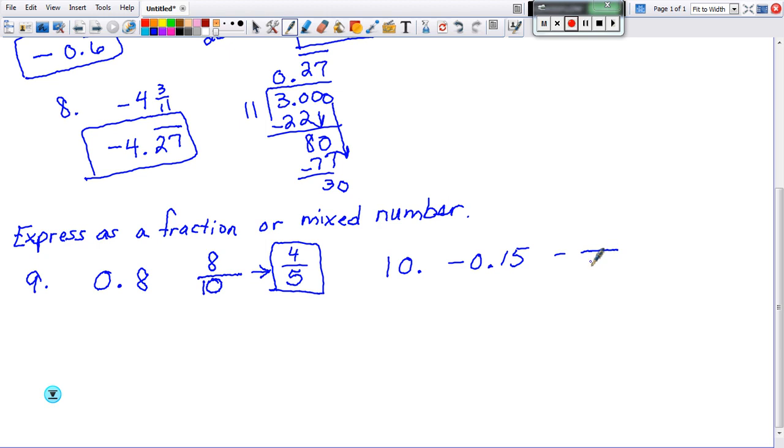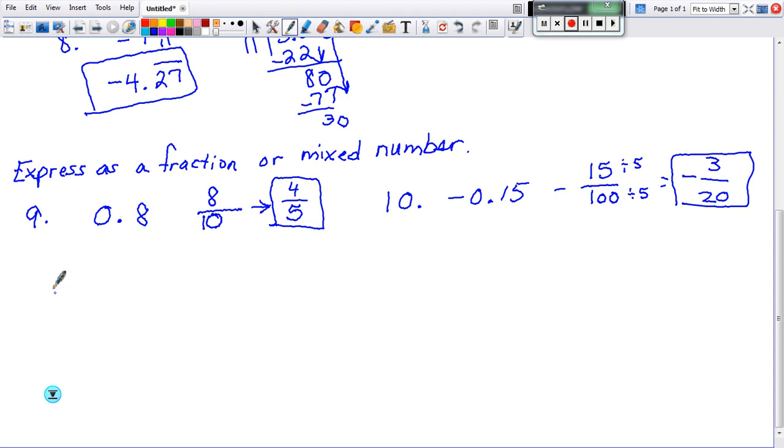You make a fraction with a 1 on the bottom. There's 2 numbers after your decimal, so you're going to put 2 zeros after your 1. And then the number after the decimal goes up top, so 15. You can divide these numbers by 5. Still got your negative. 15 divided by 5 is 3. And 100 divided by 5 is 20. Negative 3 over 20 is the answer to that one.